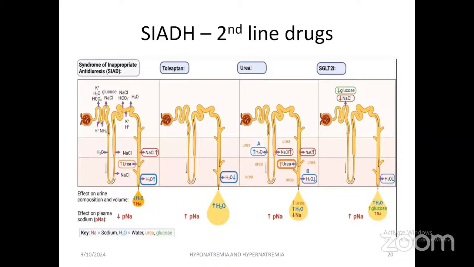Coming to second line of drugs and their mechanism of action, tolvaptan is a V2 receptor antagonist. This decreases water reabsorption, increases the urine output, and corrects dilutional hyponatremia. Coming to urea, urea increases the plasma osmolality, creates an osmotic gradient, and promotes excretion of excess water by kidneys. It increases the sodium levels by reducing the water retention. Coming to SGLT2 inhibitors, they work by inhibiting sodium glucose transporter 2 in renal proximal tubules. This reduces glucose reabsorption and promotes osmotic diuresis.